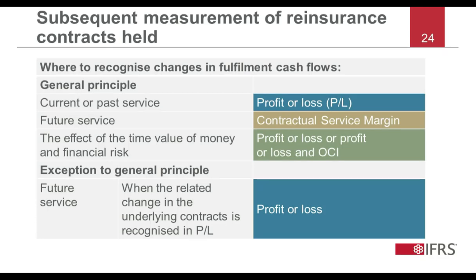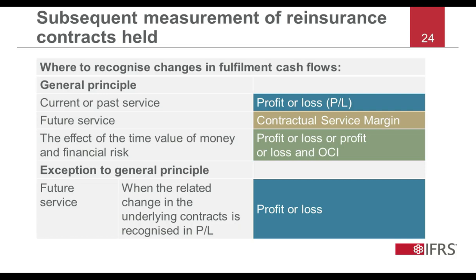This slide provides a snapshot on where the subsequent changes in the fulfillment cash flows for the reinsurance contract held are recognised. The majority of changes in fulfillment cash flows follow the general principles of the core requirements. Changes that relate to current or past service are recognised in profit or loss. Changes that relate to future service adjust the contractual service margin. And the effect of the time value of money and financial risk is recognised in profit or loss. There is an option to disaggregate those changes between profit or loss and other comprehensive income.